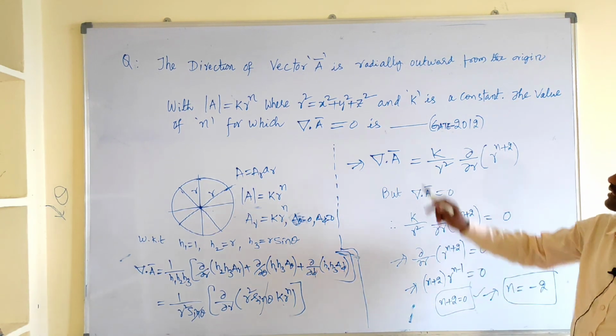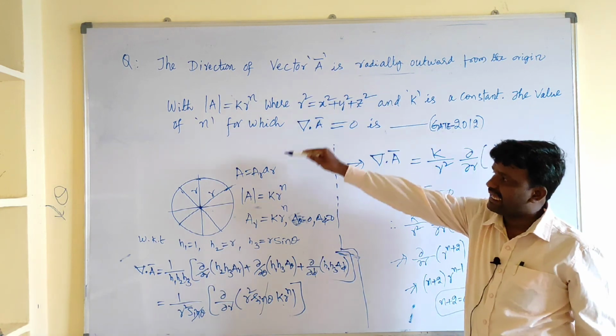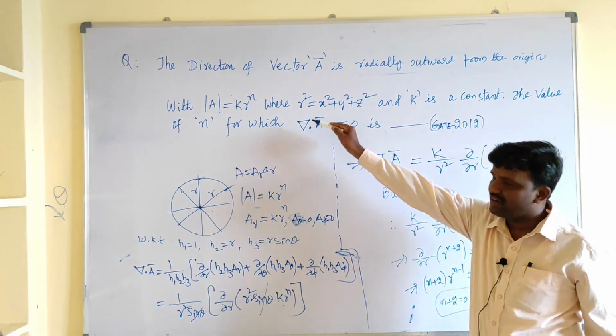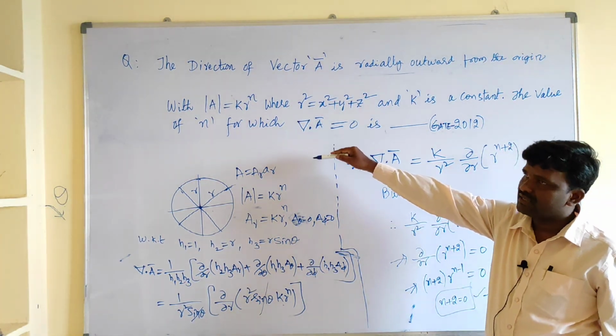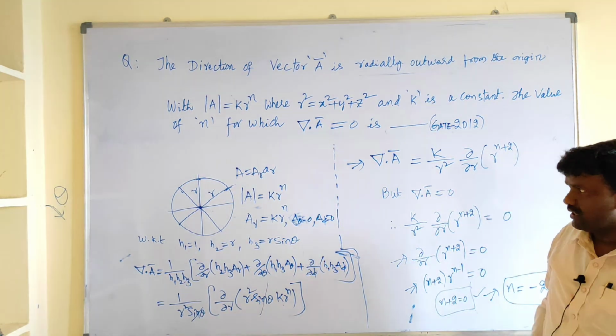Okay. In this question, please remember this one. Radially outward means along the radius direction, along r direction for the spherical coordinate system. If it is a cylindrical coordinate system, it is along the rho direction.